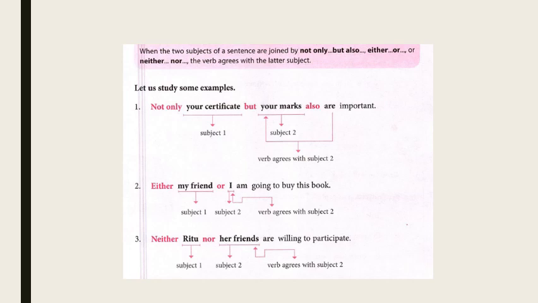Not only your certificate, but your marks also are important. So what is the second subject? Marks. Marks is plural. So we need to write are. Either my friend or I am going to buy this book. What is the second noun or the subject? It is I. So you have to write am. Neither Ritu nor her friends are willing to participate. Her friends is the second noun. So the verb will agree with the second subject or noun. So we will write are.